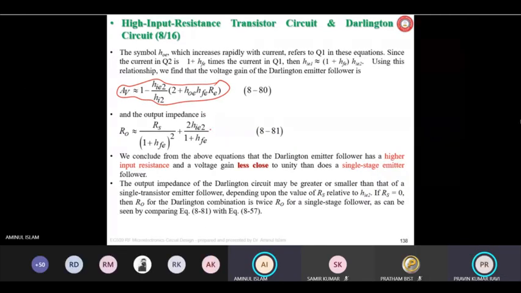And the output impedance is going to be this. If you take into account these approximations, then you will get this AV and RO as shown here. We conclude from the above equation that the Darlington emitter follower has a higher input resistance and a voltage gain less than close to unity. Normally, we have seen in emitter follower or collector configuration, we get very close to unity, here less close to unity. Okay, then the single stage.